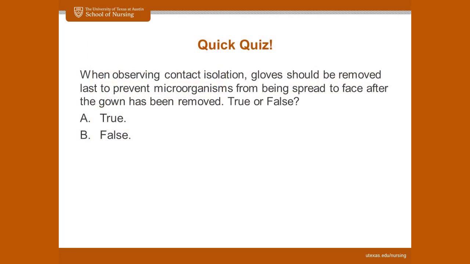Time for another quick quiz question. When observing contact isolation, gloves should be removed last to prevent microorganisms from being spread to the face after the gown has been removed. True or false?